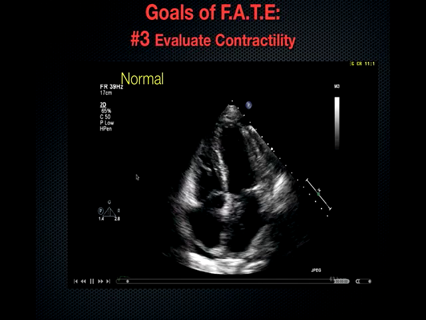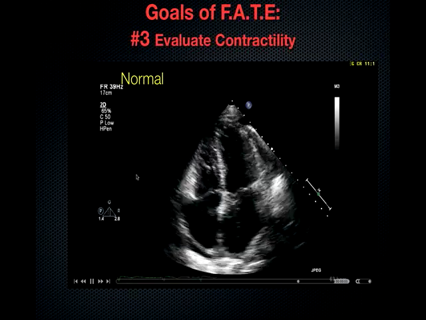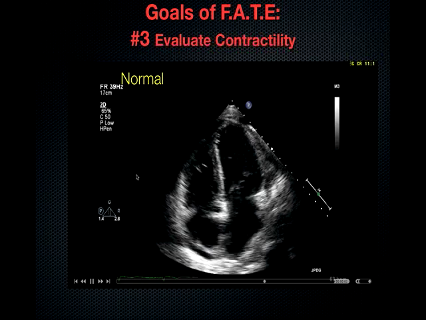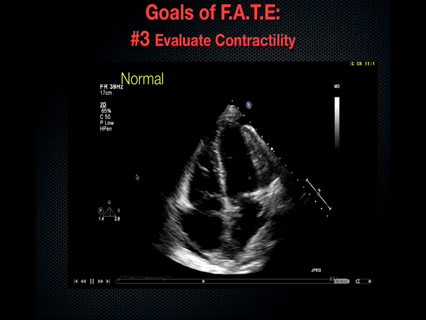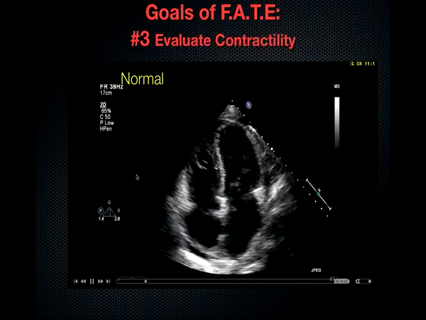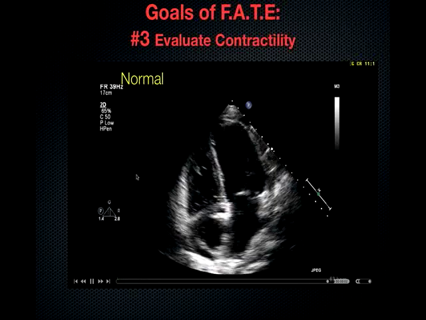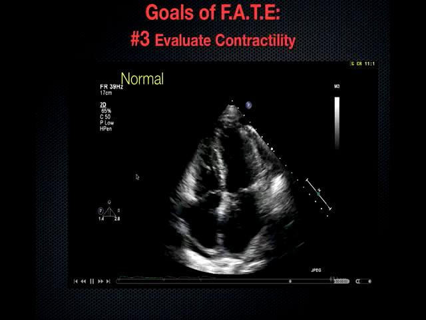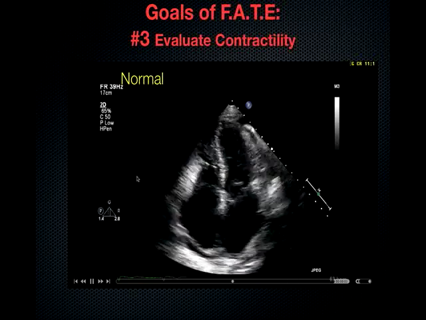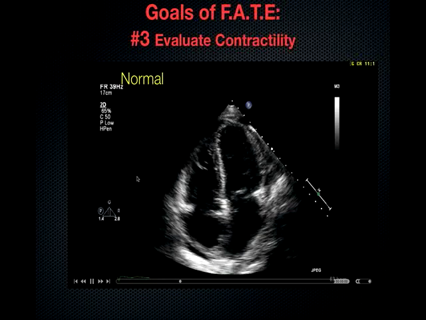And that's because the fibers of the right ventricle are oriented differently. They kind of contract in a rotational motion, and it pulls that tricuspid annular plane up towards the apex. We call that TAPSE, or tricuspid annular plane systolic excursion. We expect to see that.